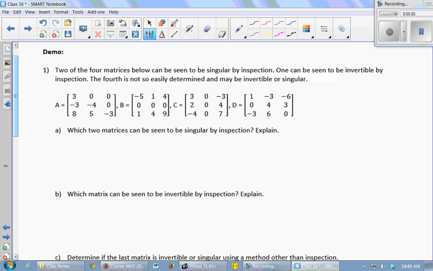So which two of these matrices can you tell are not invertible? B and C. How come? Because of the row of zeros and the column of zeros, there's no way you can have a pivot in this row or a pivot in this column, right? So B and C don't have a pivot in every row. Don't have, we'll just say n pivots. Okay, so they are singular.